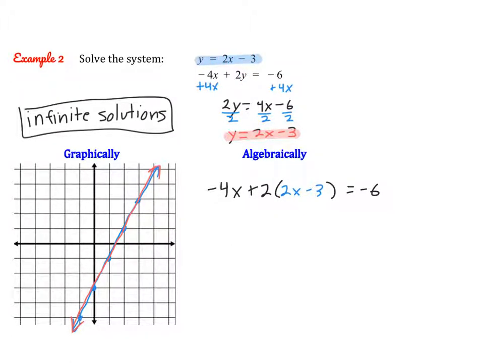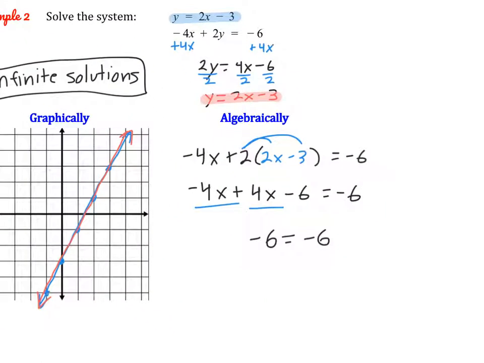Now I can solve. So first I'm going to distribute. We have negative 4x plus 4x minus 6 equals negative 6. So when I go to combine like terms, what you'll actually see is that my x terms disappear again. Negative 4x plus 4x is 0 x's, so I'm not going to write any. That leaves me with negative 6 equals negative 6.